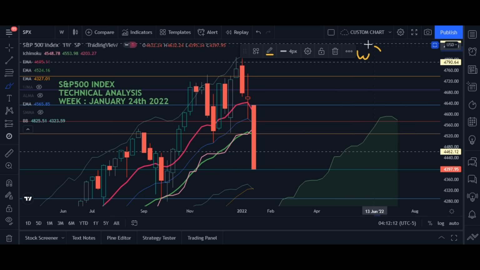Okay, so this is the weekly chart. Weekly chart means one candle represents 1 week. So one candle means 1 week, not 1 day or 1 hour. One candle means 1 week.